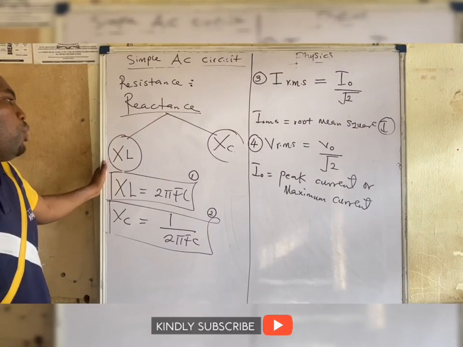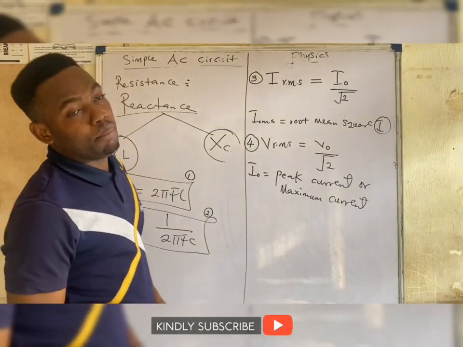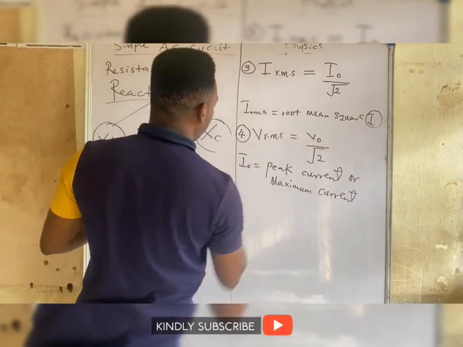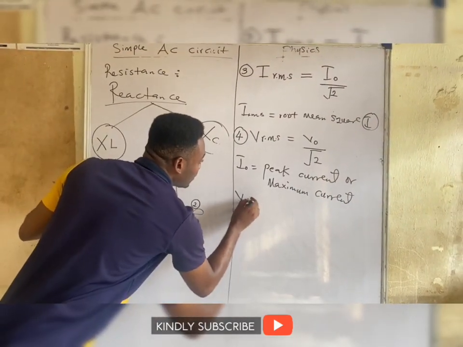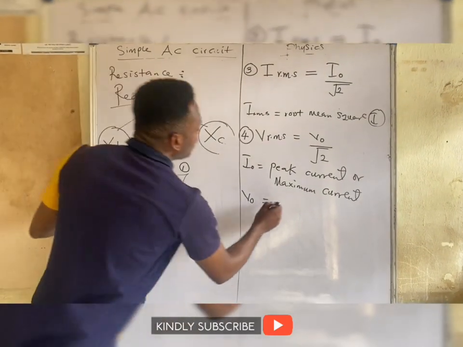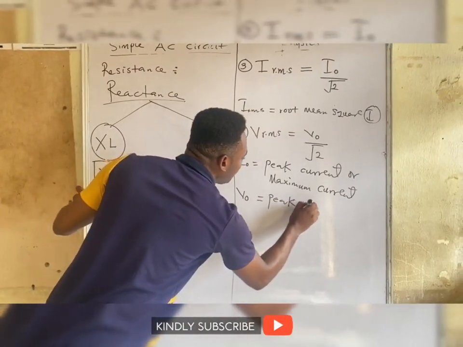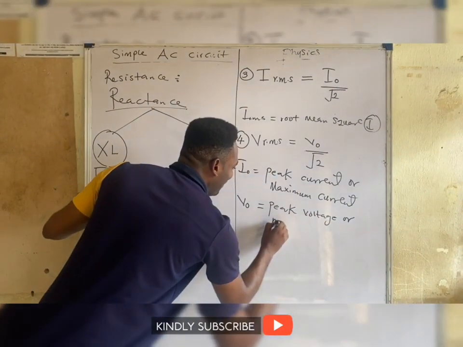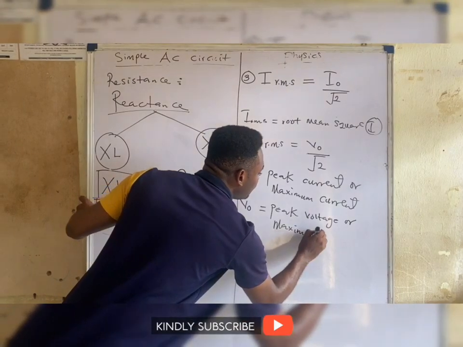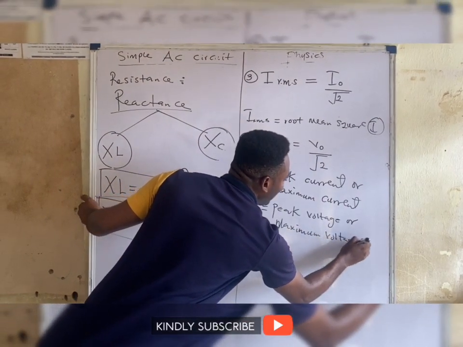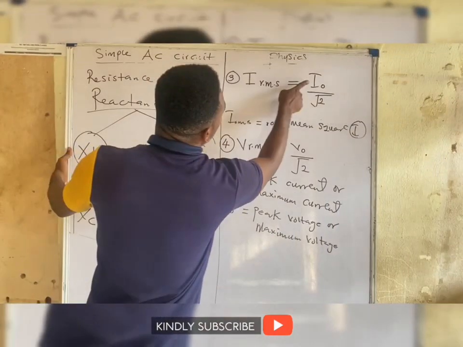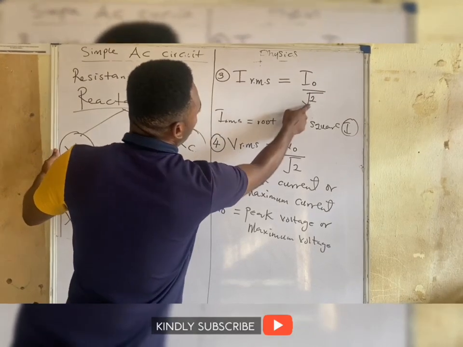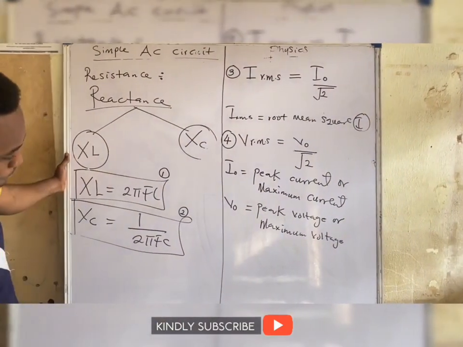Maximum current, or we call it the peak current, or some persons still call it the amplitude current. The same thing goes with V naught. What will be V naught? V naught is the peak voltage, or we say it is the maximum voltage. Also, when we're looking for I naught, I naught becomes I root mean square multiplied by root 2.